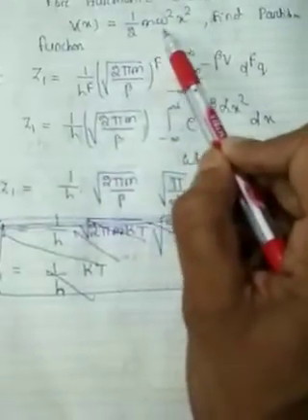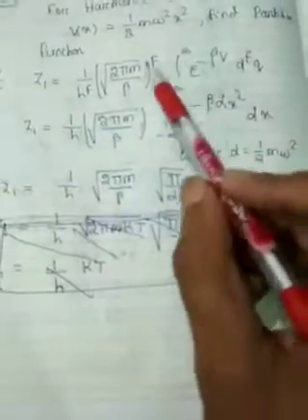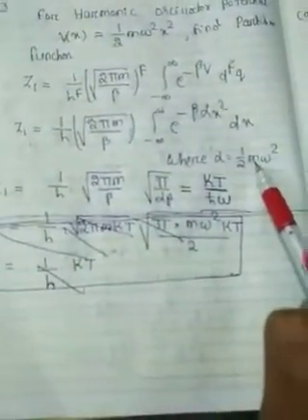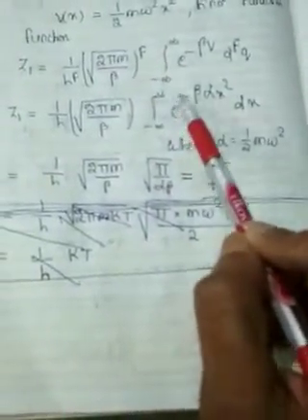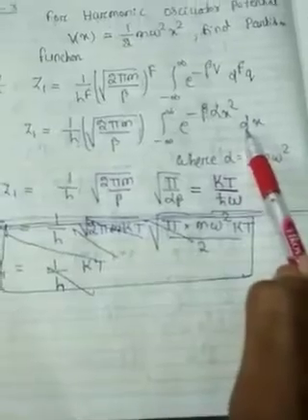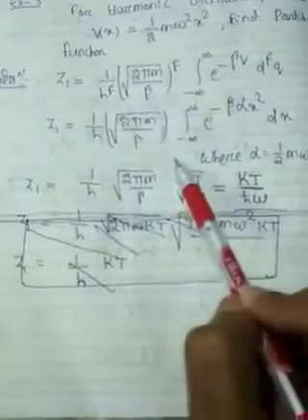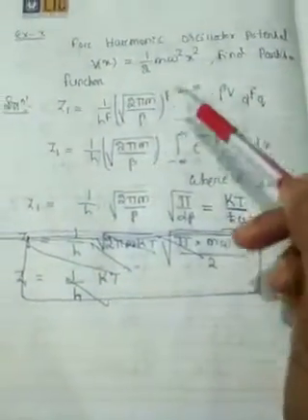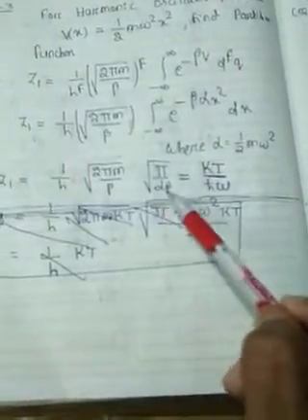Here the potential is ½mω²x². I have written ½mω² as α here. That means your integral becomes the integral from minus infinity to plus infinity of e^(-αβx²) dx. That means Z1 = 1/h √(2πm/β), because it's a single particle, f is equal to 1, and the dimension is 1, a single particle and in one dimension also. So the integral of e^(-αβx²) is equal to √(π/αβ).